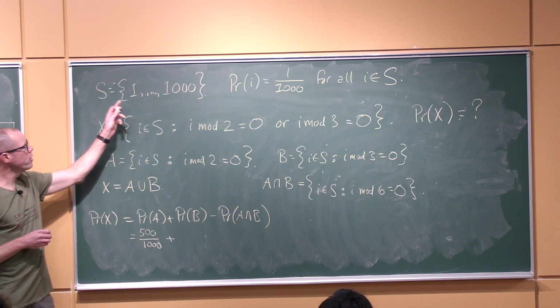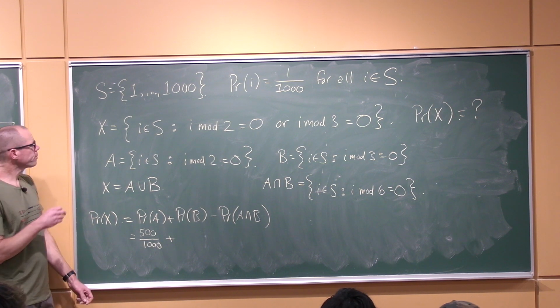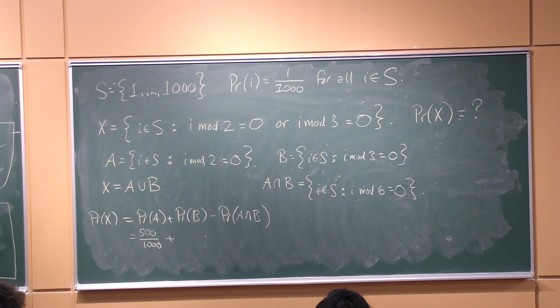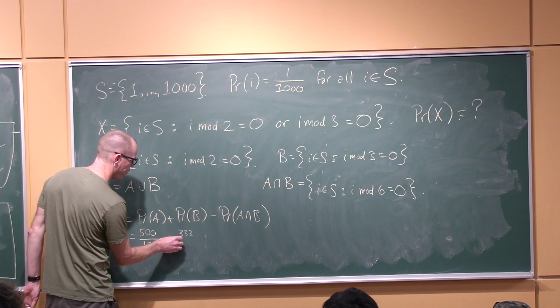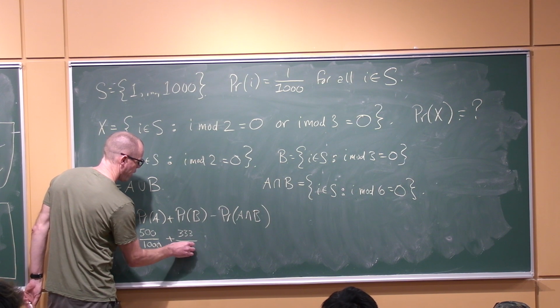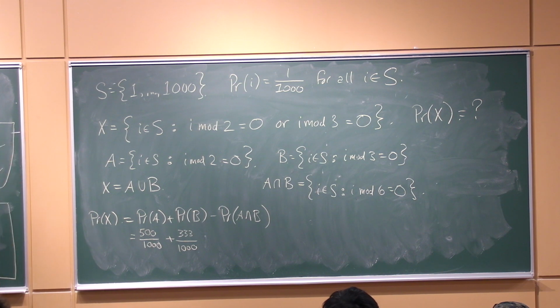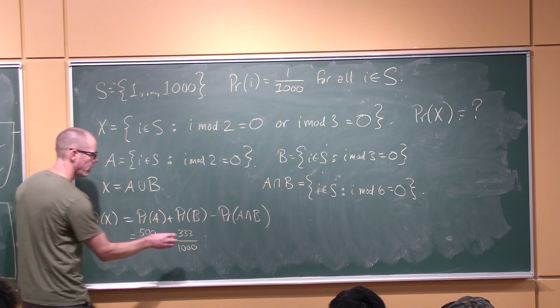How many integers in this range are divisible by 3? So that's a little bit trickier. It kind of matters exactly how things start and how things end. But if you work it out carefully, you'll realize that there's exactly 333 of them. And since each one has a probability of 1 over 1,000, when you add up those 333 probabilities, you get 333 over 1,000.